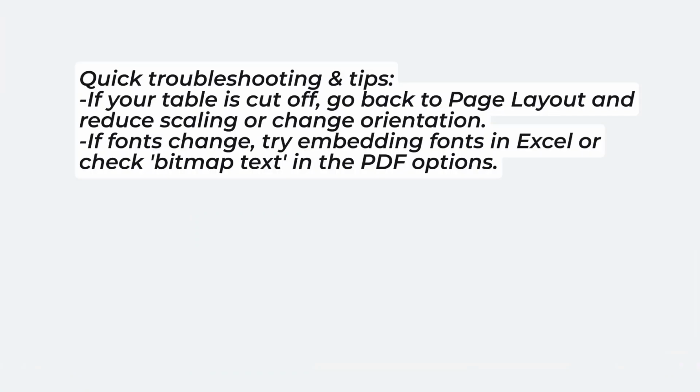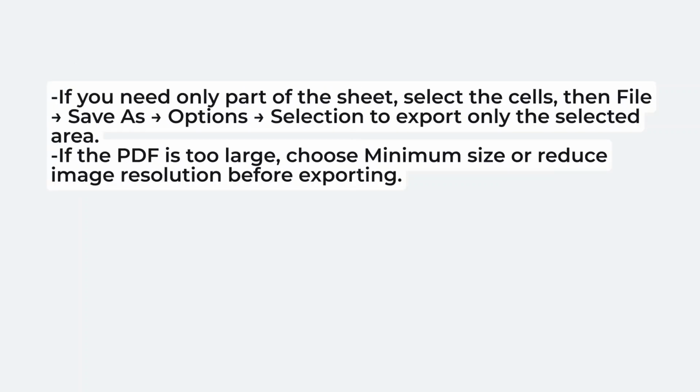Quick troubleshooting and tips. If your table is cut off, go back to Page Layout and reduce scaling or change orientation. If fonts change, try embedding fonts in Excel or check Bitmap text in the PDF options. If you need only part of the sheet, select the cells, then File, Save As, Options, Selection to export only the selected area. If the PDF is too large, choose minimum size or reduce image resolution before exporting.